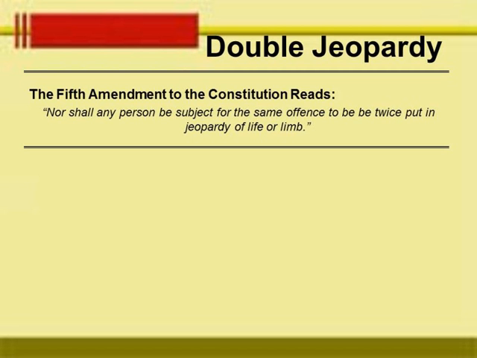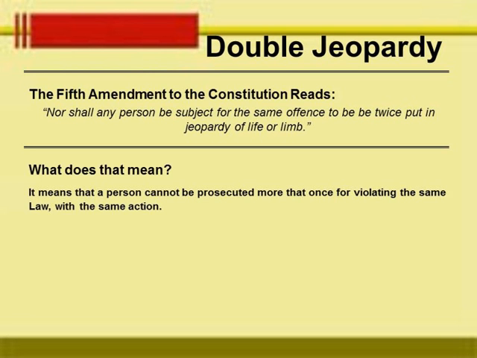And the final thing that I want to discuss when it comes to our court system is this concept that we are all aware of: double jeopardy. Double jeopardy basically means that I can't be tried twice for the same crime. The Fifth Amendment reads, "Nor shall any person be subject for the same offense to be twice put in jeopardy of life or limb." But what that means is I cannot be prosecuted more than once for violating the same law with the same action.